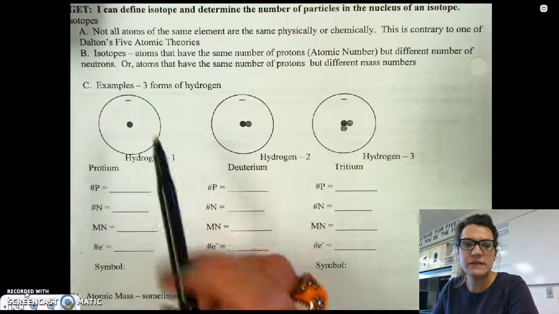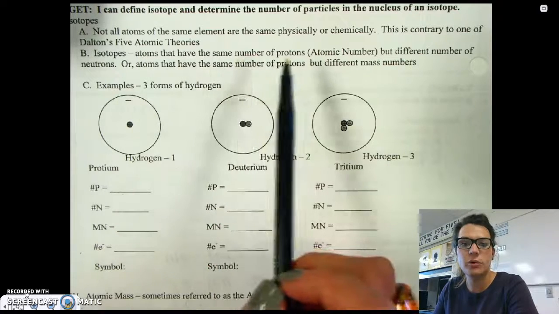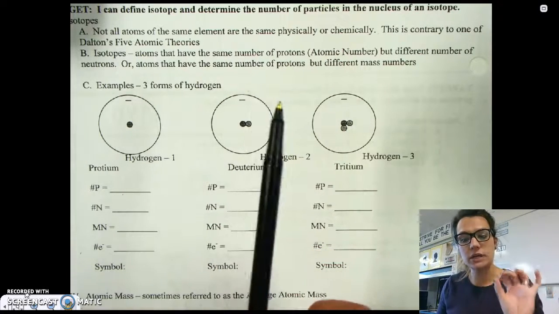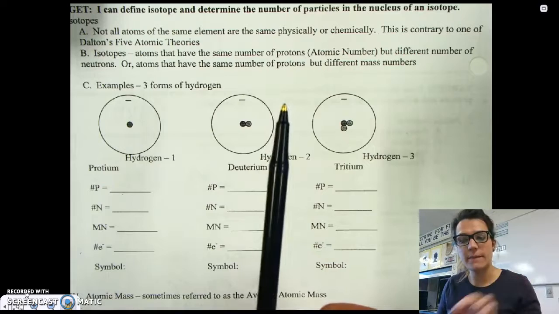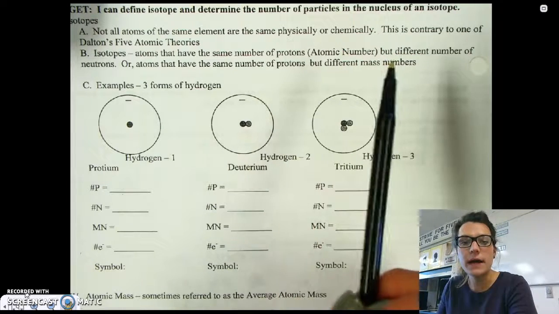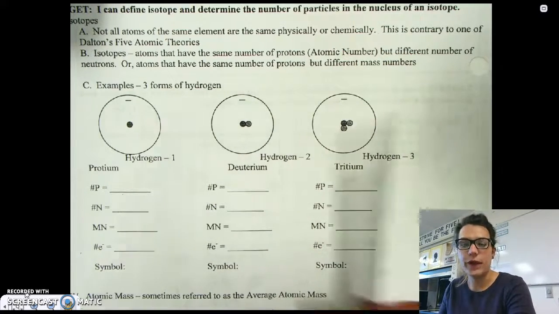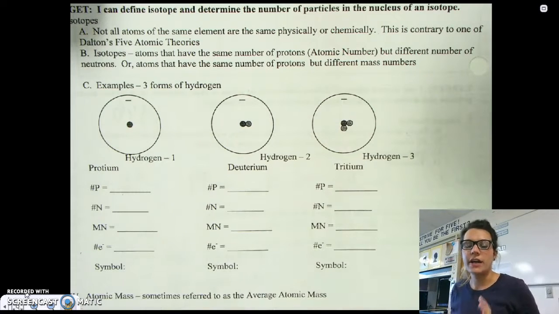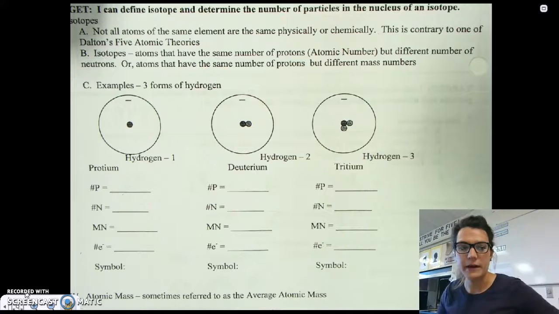So isotopes, what does it mean? It's the atoms that have the same number of protons. Why? Because the proton defines what element we're talking about, or the atomic number, but different numbers of neutrons. Okay, so we're talking about a variation of mass numbers for a certain amount of atoms.